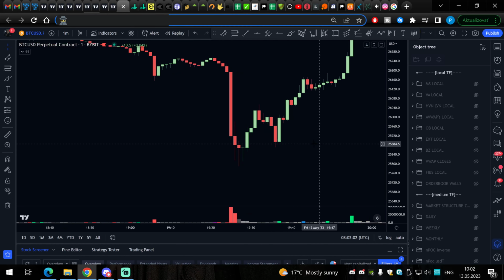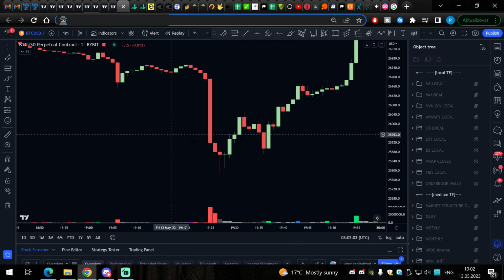The move up was, at least locally, a change in market structure. You took out this high. But it was still a heavy downtrend from higher time frames. Yeah, this candle needs to be taken out.